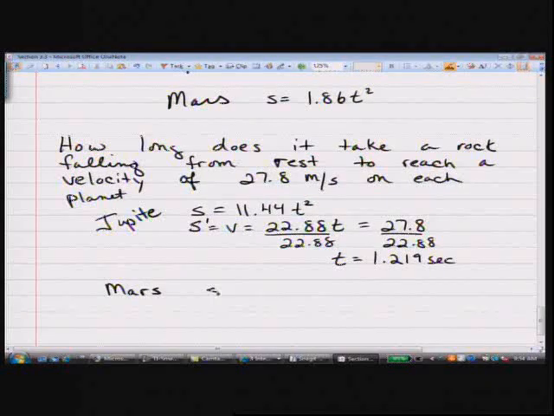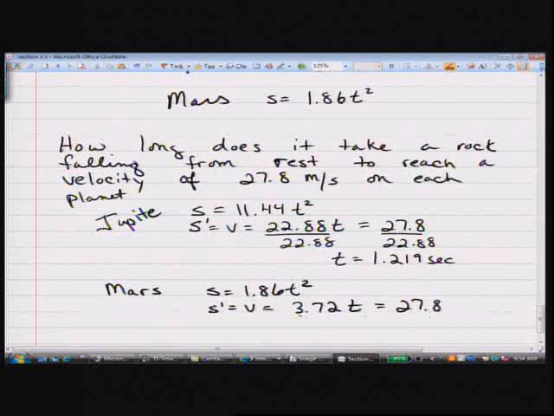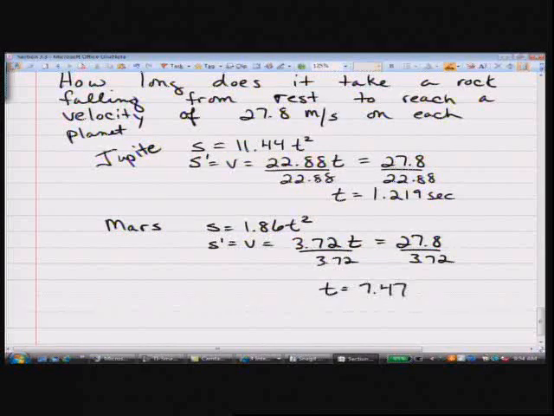All right, now Mars, we have s equals 1.86 t squared, and s prime is equal to v, 1.86 times the derivative of t squared, so 1.86 times 2 is 3.72 t. We just set that equal to 27.8, divide by 3.72, and we get, it takes a little longer on Mars, doesn't it? 7.47 seconds.